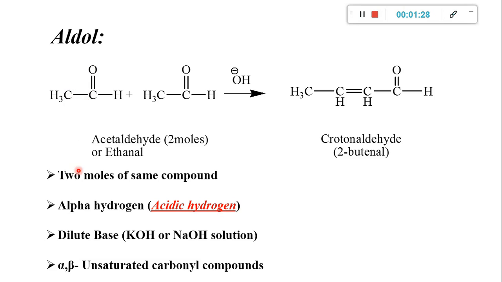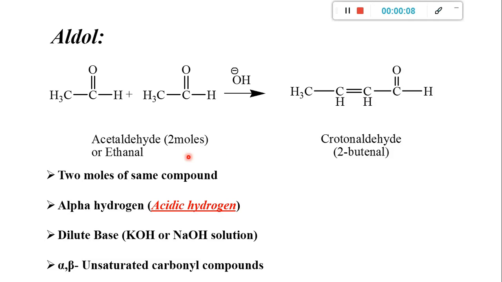As a reagent we will use dilute base, KOH or NaOH solution. Just focus on this point. We talk about the concentration of base, dilute base or concentrated base. In aldol condensation we use dilute base. In the end we will get an alpha beta unsaturated carbonyl compound, an alkene conjugated to the carbonyl group. So, alpha beta unsaturated carbonyl group.